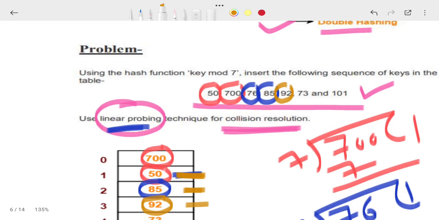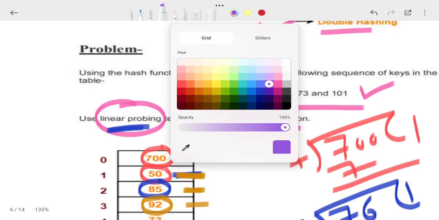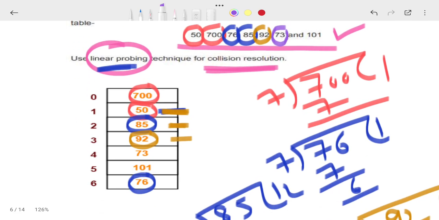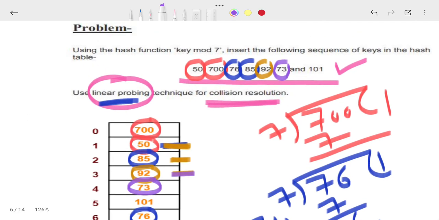Now next I have 73. 73 divided by 7. Remainder is 3. You can also divide. Remainder is 3 means at 3 there is no data, so I will place 73 here. Done. So this is also done.